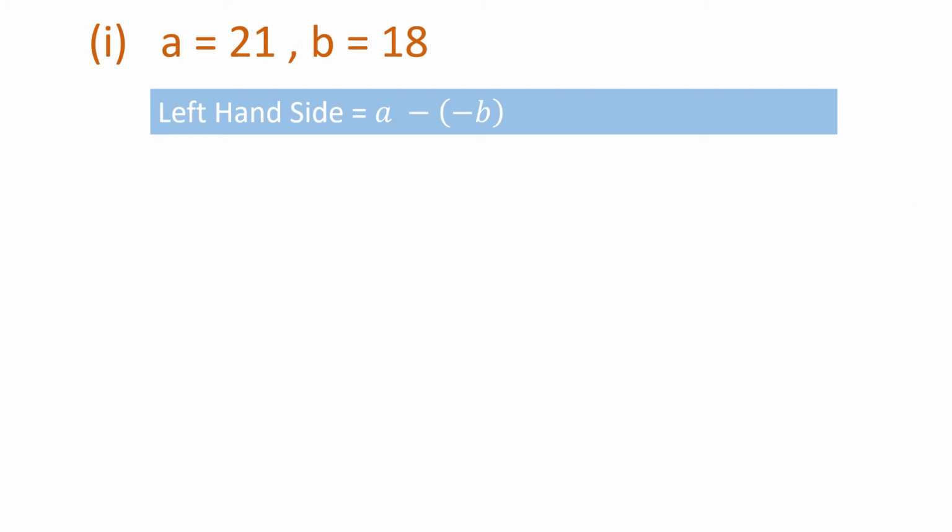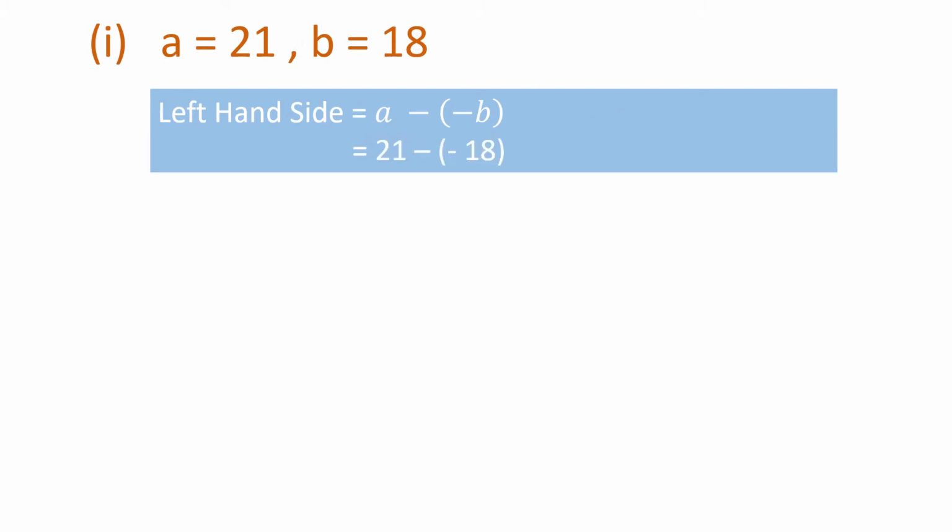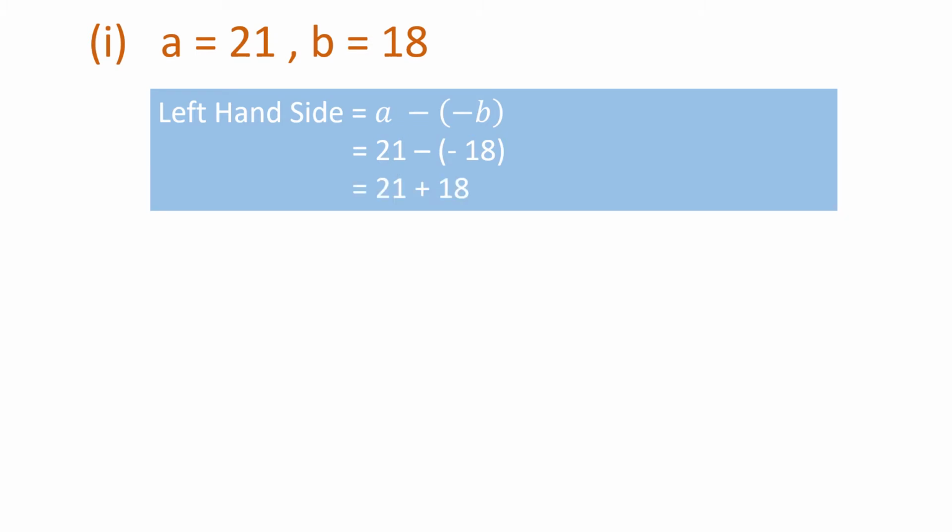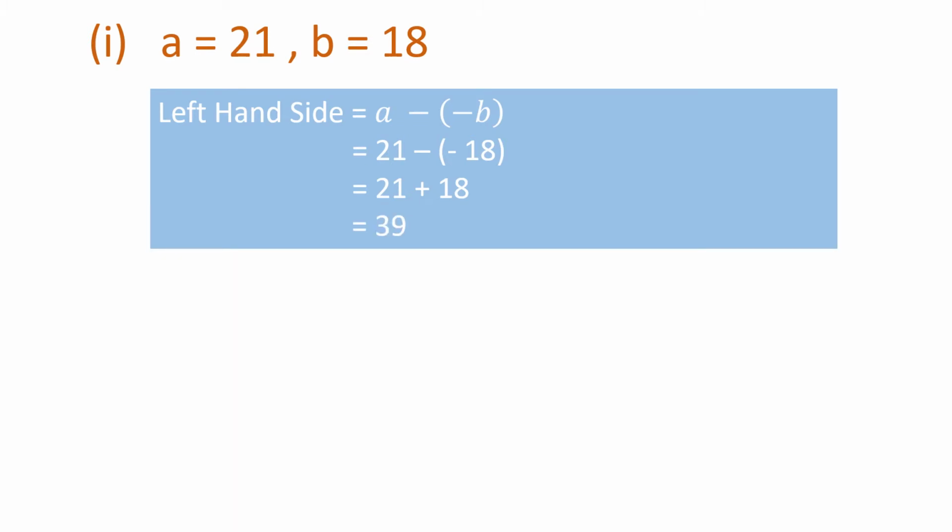So now I have substituted: A is 21, minus from the equation, minus 18, because 18 is B, right? Now let's solve this using integer addition that we have studied. Minus minus is plus, so it becomes 21 plus 18, and 21 plus 18 is 39, right? Likewise, we are going to take the right hand side as well.